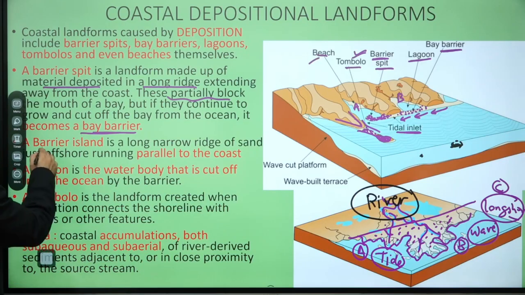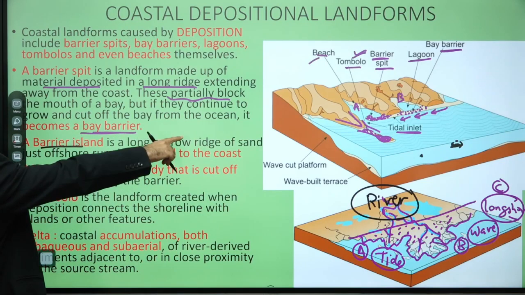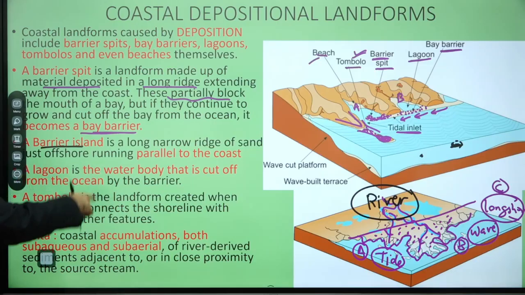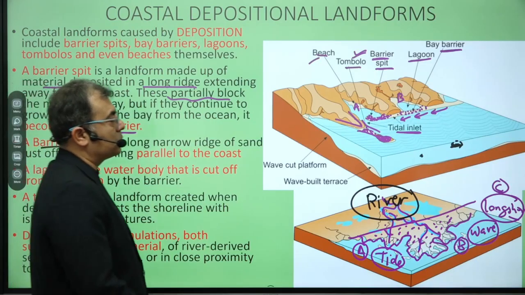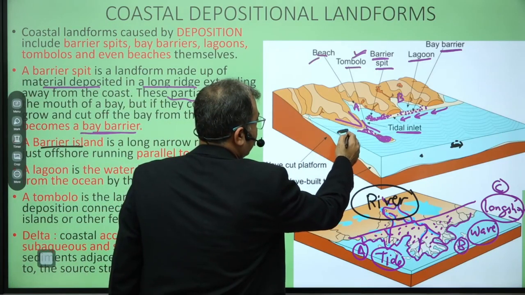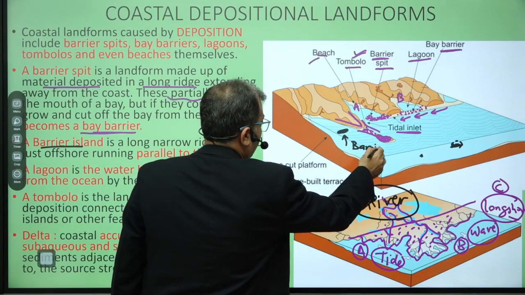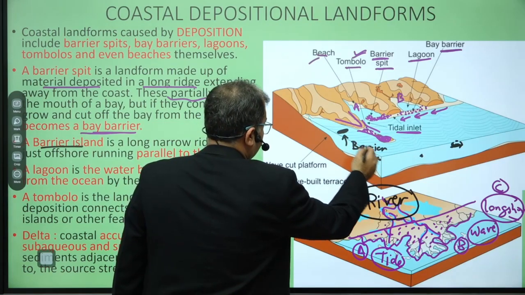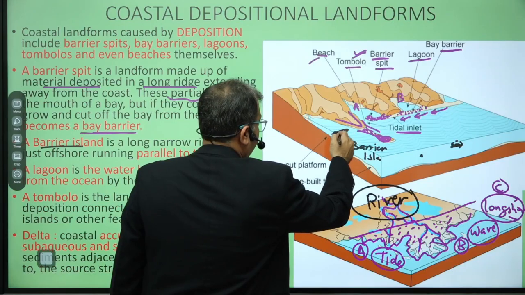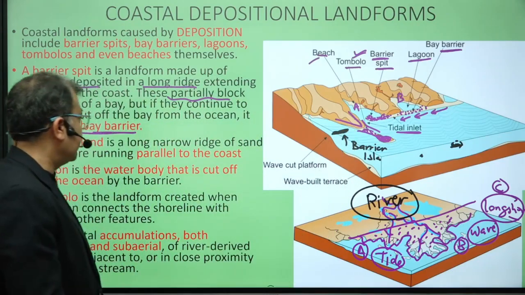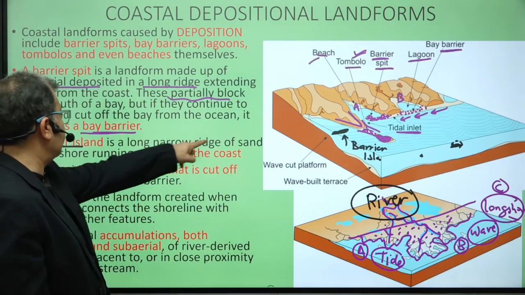Delta: coastal accumulation both subaqueous and subaerial of river derived sediments adjacent to or close to the stream, that is called this. तो बैरियर आइलैंड भी समझ में आ गया. A narrow ridge of sand just offshore running parallel to the coast. अगर यहां पर एक आइलैंड बन गया everyone, this will be called a barrier island. So it is parallel to the coast. It's a narrow ridge of sand.